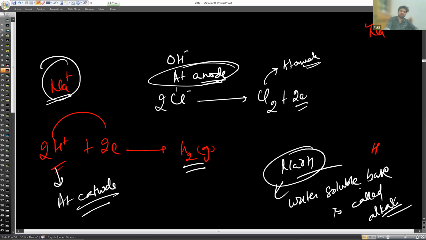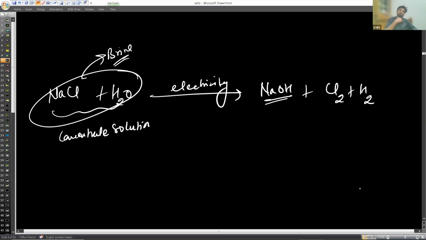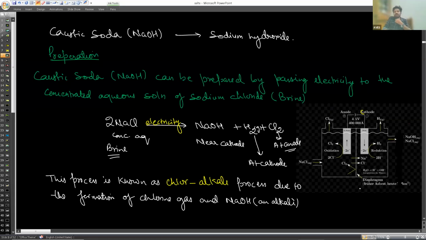So note this down in the proper manner. Chloralkali process, due to the formation of chlorine gas. And write down each and everything: at anode which gas is going to form, at cathode which gas is going to form.